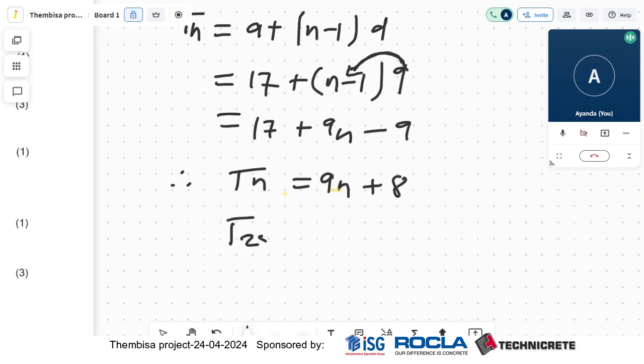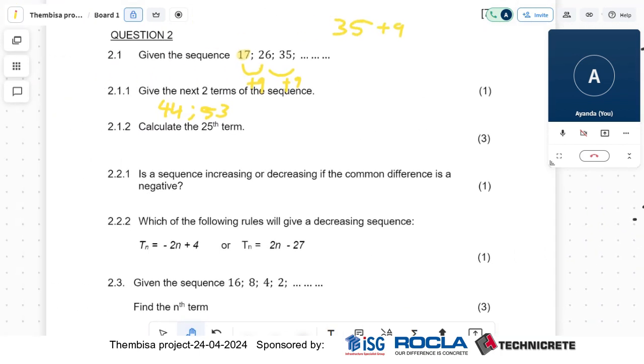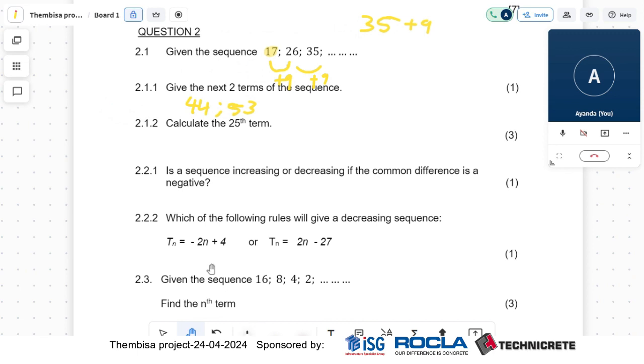So term number 25 would be 9 times 25 plus 8. And if you plug that into your calculator, your final answer will be 233. So the 25th term of the sequence is 233.